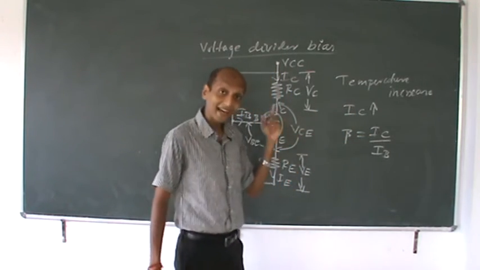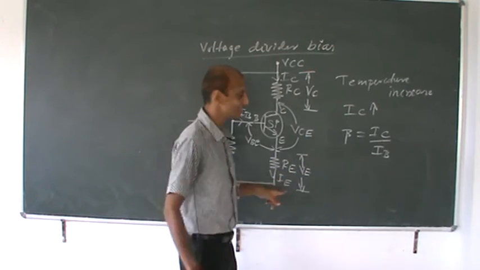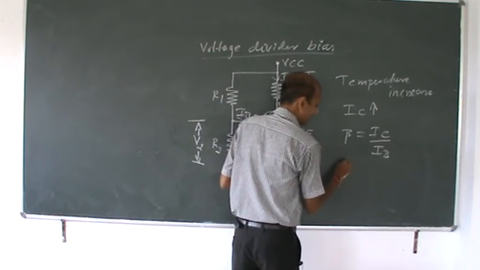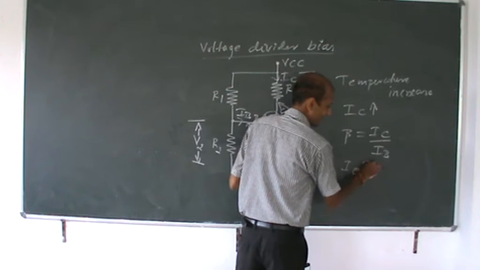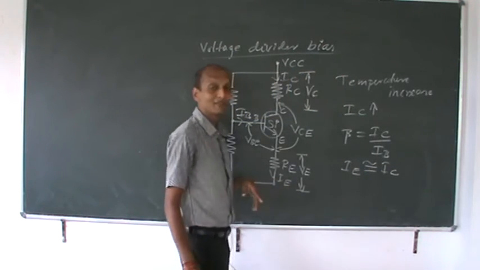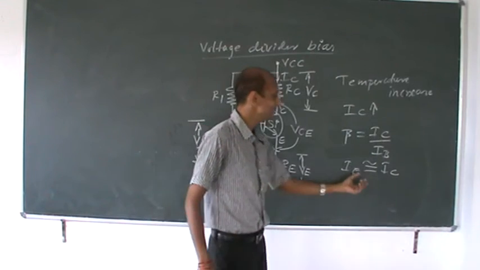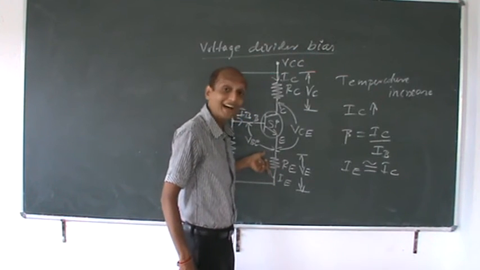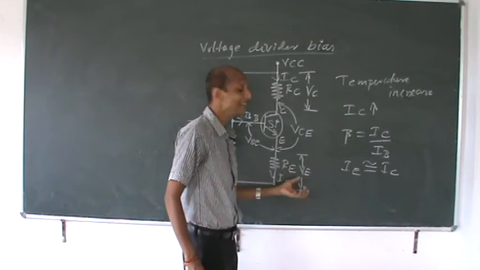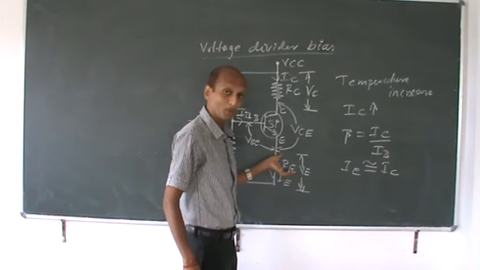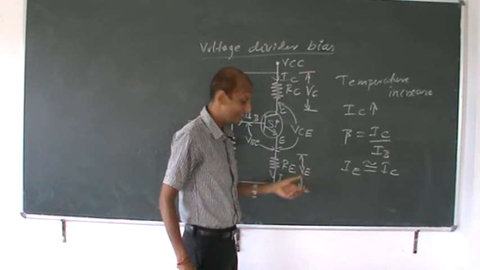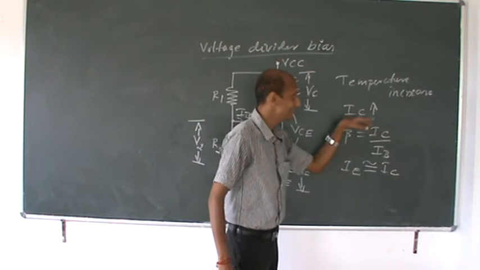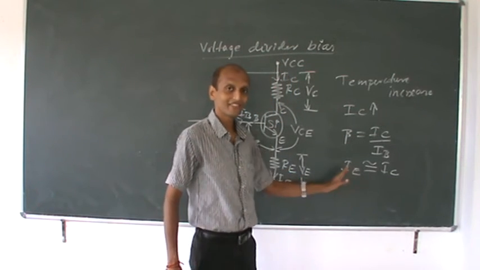So IC increases. As IC increases, what will increase? IE. So we have said that IE is approximately equal to IC, isn't it? The voltage drop across your RE is said as VE. IE is the current which will be flowing through your RE, isn't it? Yes. So as IC increases, IE also increases.